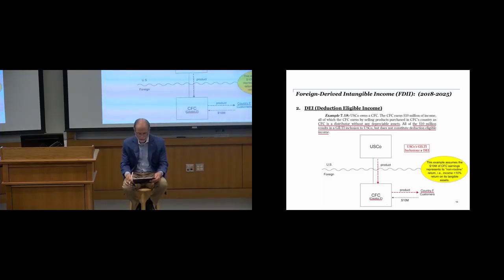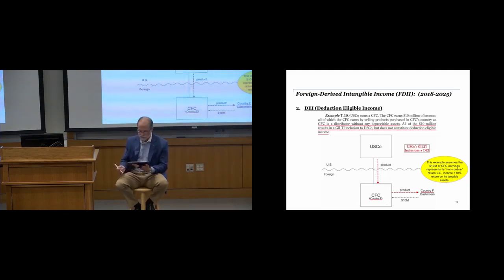USA Co owns the CFC. The CFC earns $10 million of income, all of which the CFC earns by selling products purchased in the CFC's country, as the CFC is a distributor without any depreciable assets. All of the $10 million results in GILTI inclusion to USA Co. and does not constitute deduction eligible income.